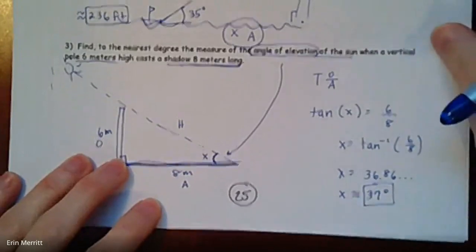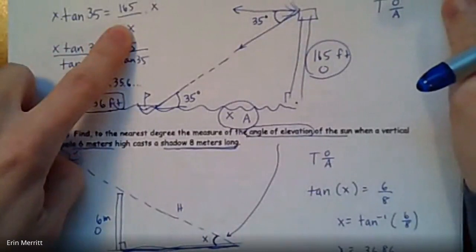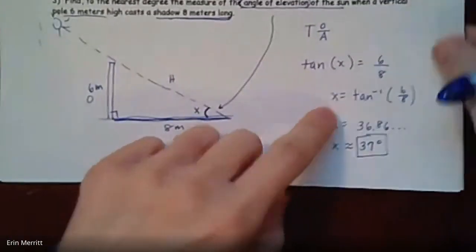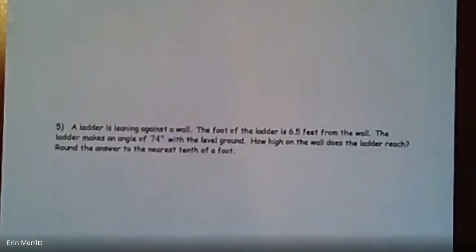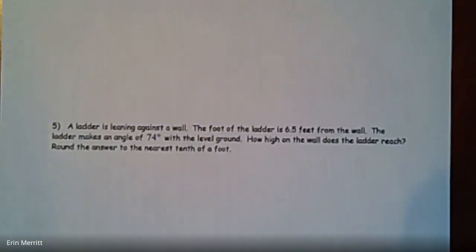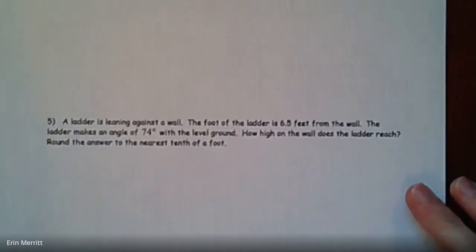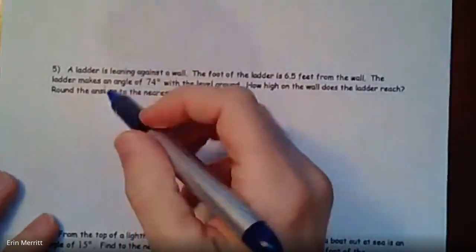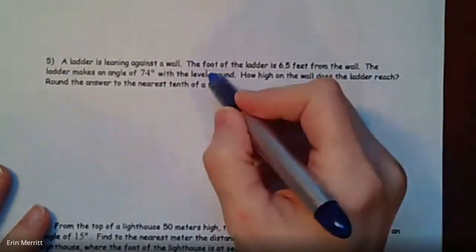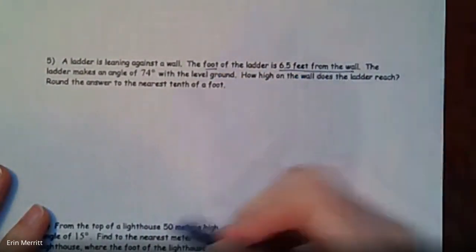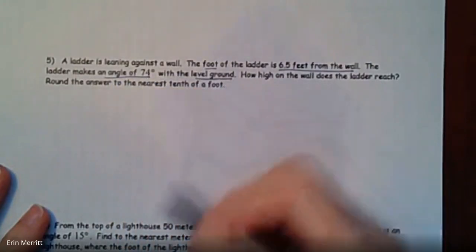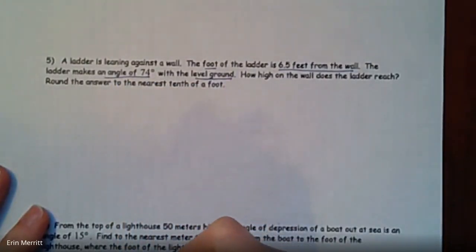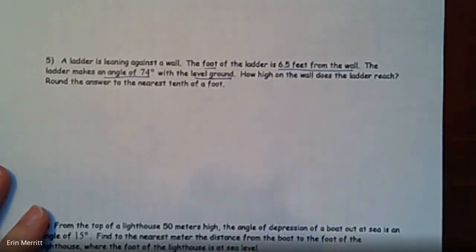So we've seen a little bit of each. We saw one where x was in the numerator, x was in the denominator, and then we saw one where x is the angle measure itself. So it can move all over the place. So on this next page, let's do one last one together. Let's see, if we do number 5, we've got a ladder leaning against a wall. The foot of the ladder is 6.5 feet from the wall. The ladder makes an angle of 74 degrees with level ground. All right, how high on the wall does the ladder reach? Round your answer to the nearest tenth.